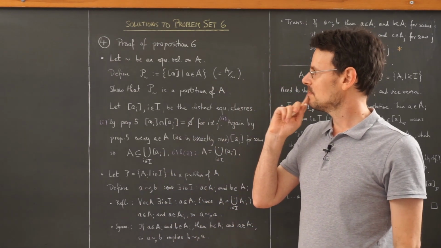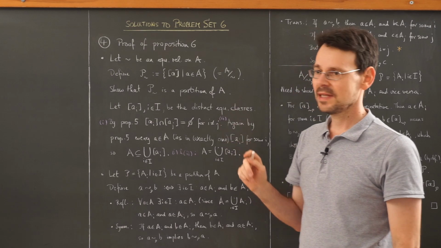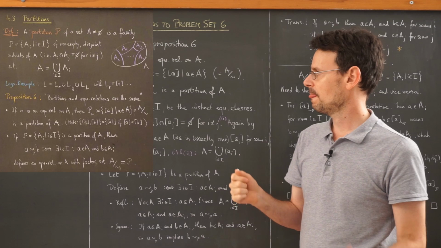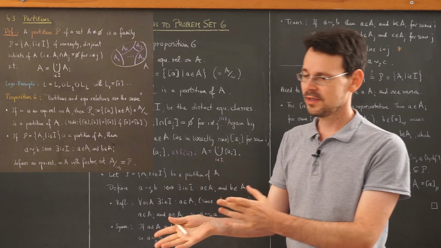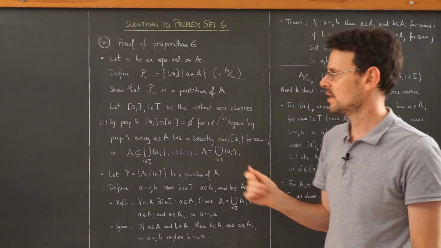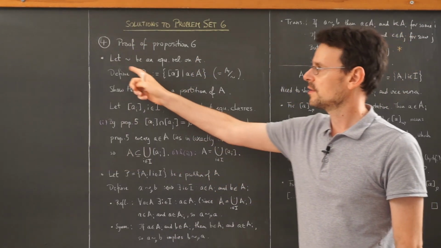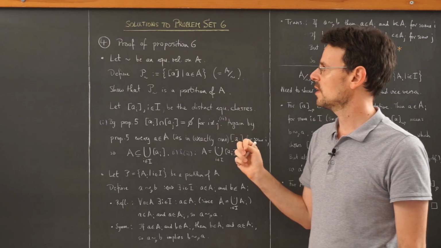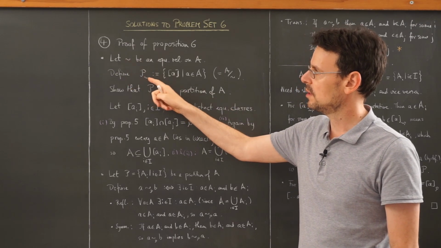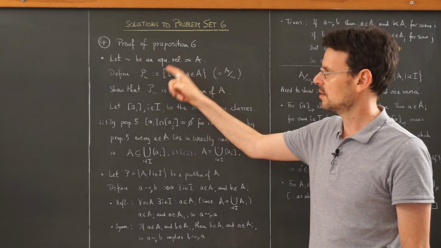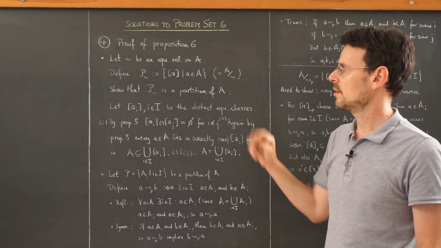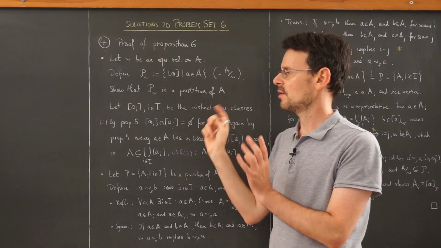Okay, let's go through this. Proof of proposition 6. Here it is again. We have to show that a partition is nothing else than an equivalence relation in the following sense that is formulated here. So we start by taking an equivalence relation on a set A, and we define P tilde as the set of all equivalence classes. Or I could call it a family, because those are already sets.